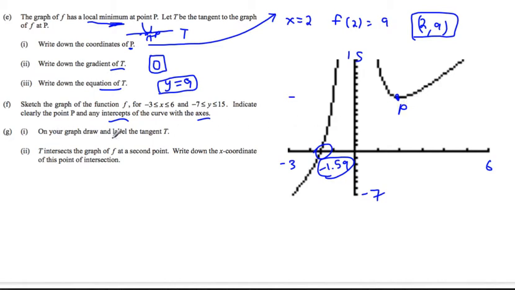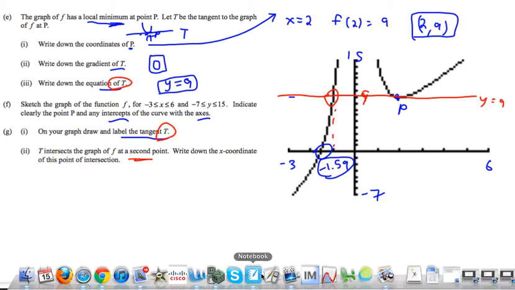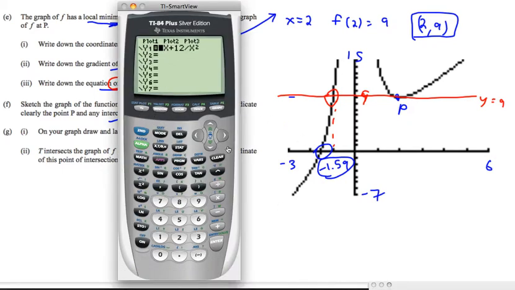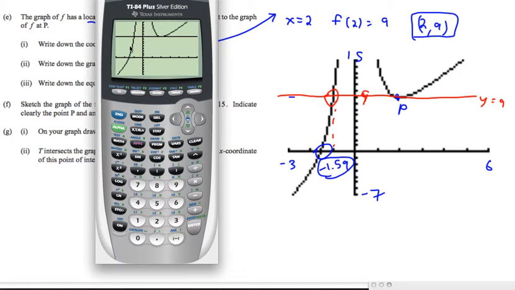Alright. Draw and label next the tangent T. So let's draw the tangent T. The equation was y equals 9. So we take that right here. So y equals 9. This is the point 9. Okay. T intersects the graph at a second point. Alright. Write down the x-coordinate of this point of intersection. Again, good use of the calculator here will help out. So we graph y equals 9. We have a look at the picture, just like the sketch here in red. Now I want this point here.